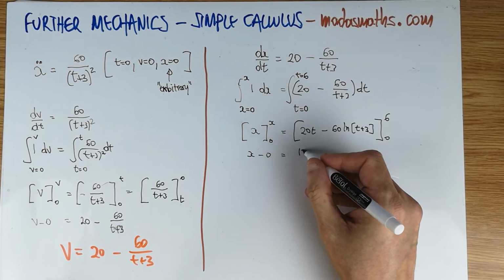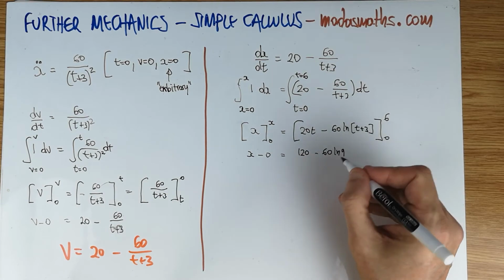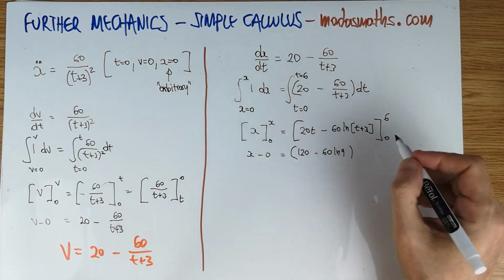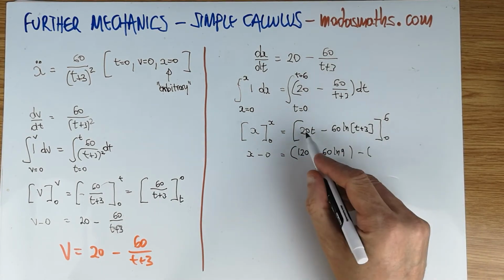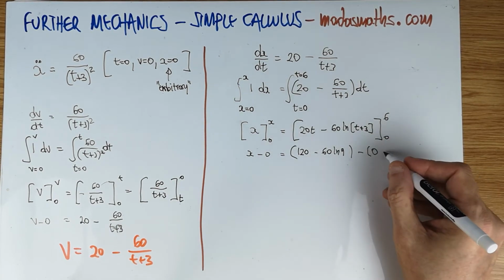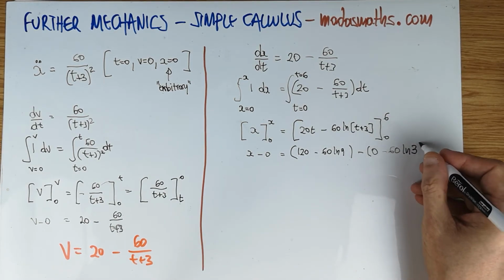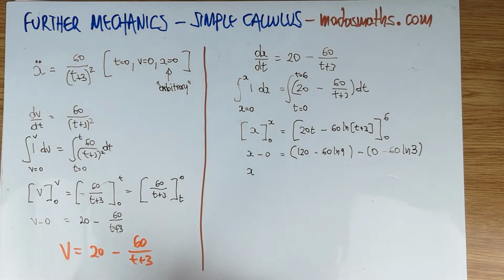Putting 6 in there, I'm going to get 120 minus 60 lots of the log of 9. That's on the top limit. Minus, when I'm putting 0 there, this is dead. And when I'm putting 0 in the log, I'm going to get minus 60 the log of 3. And that is just a tidy up.